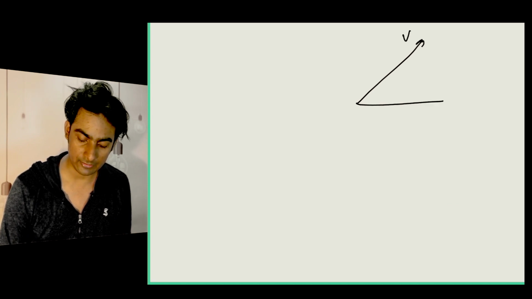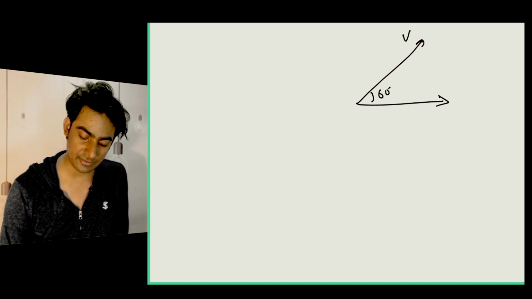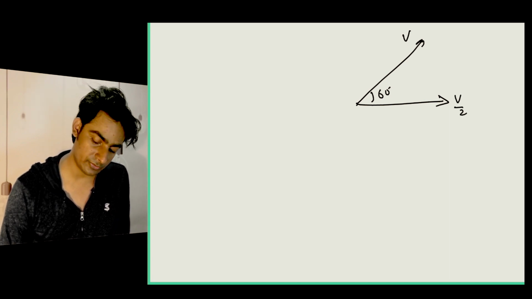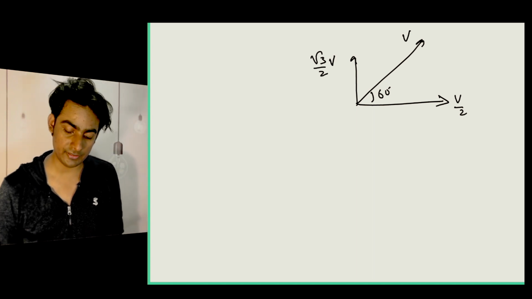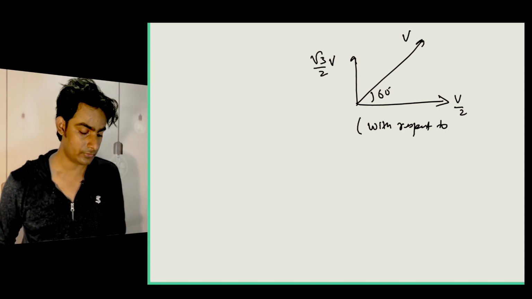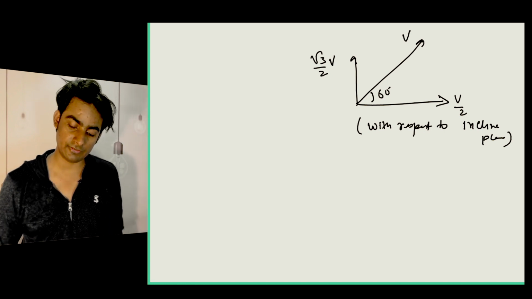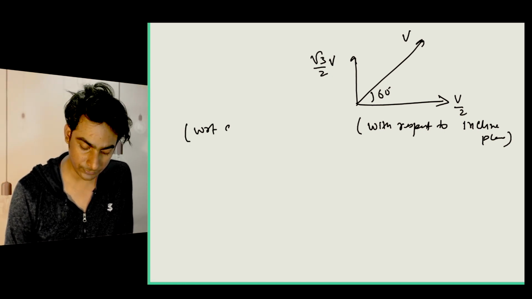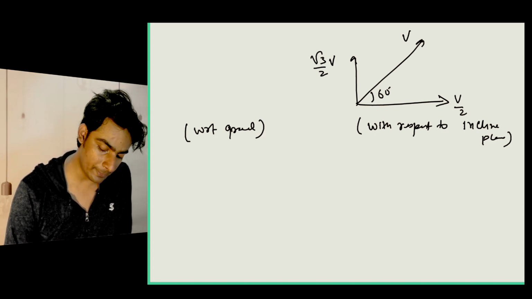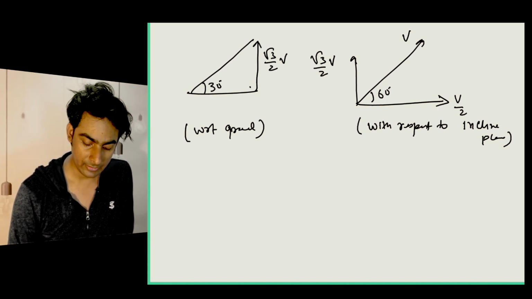So the third equation will be: we have this velocity v and we have the two components of this velocity, because this is a 60-degree angle, the inclined plane. So this component is v by 2 and this component is root 3 by 2 v. But this is with respect to the inclined plane. These are the velocities. Now with respect to ground, if I draw the figure, this angle makes 30 degrees and this length will be root 3 by 2 v, and this will be v by 2 plus vx, right?